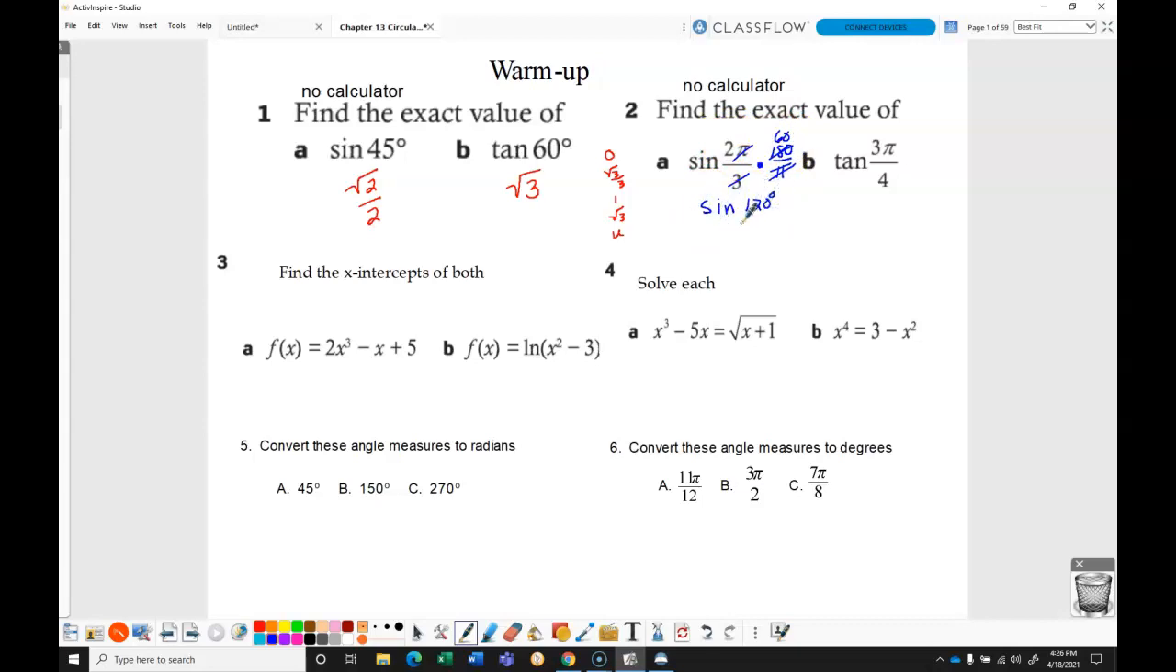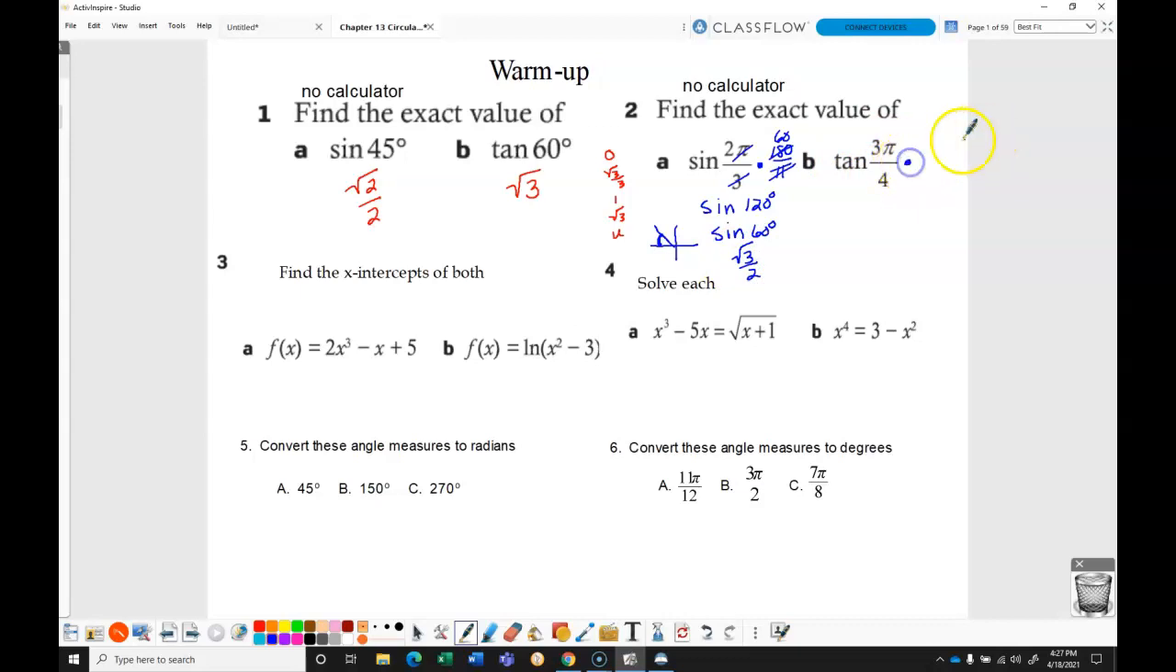So for 120 degrees, the reference angle would be 60. So 120 degrees is sitting right here in this quadrant. And that means that's 60 degrees off of the x-axis. Okay, so I'm really looking for the sine of 60 degrees. And with sine being the y-coordinate, it will be positive. So that means this thing is actually equal to the sine of 60 degrees. And if I think about my exact value table, the sine of 60 degrees is the square root of 3 over 2. I'm going to do the same thing with the tangent thing over here.